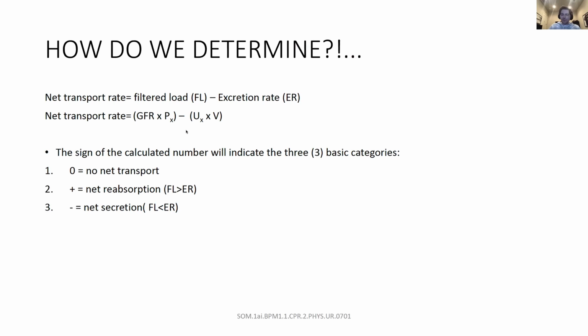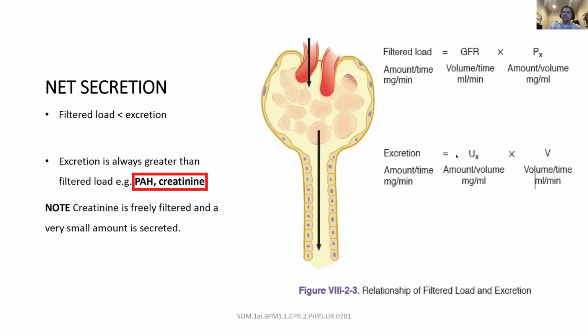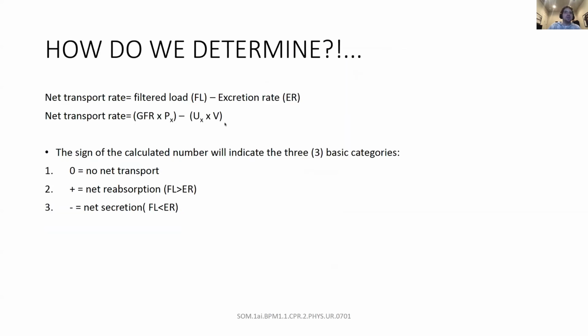So if they give you a question like that, usually it'll be straightforward. They'll be like Ux equals this and Px equals this. So you can use that when you do these equations and figure out the transport, right? So make sure you understand the positives and negatives versus what we're talking about, right? Net reabsorption, net secretion.